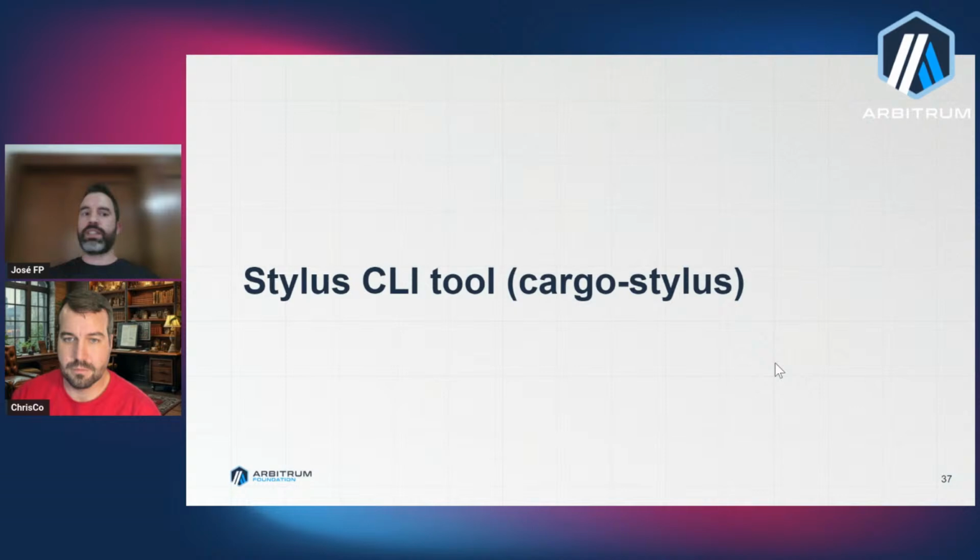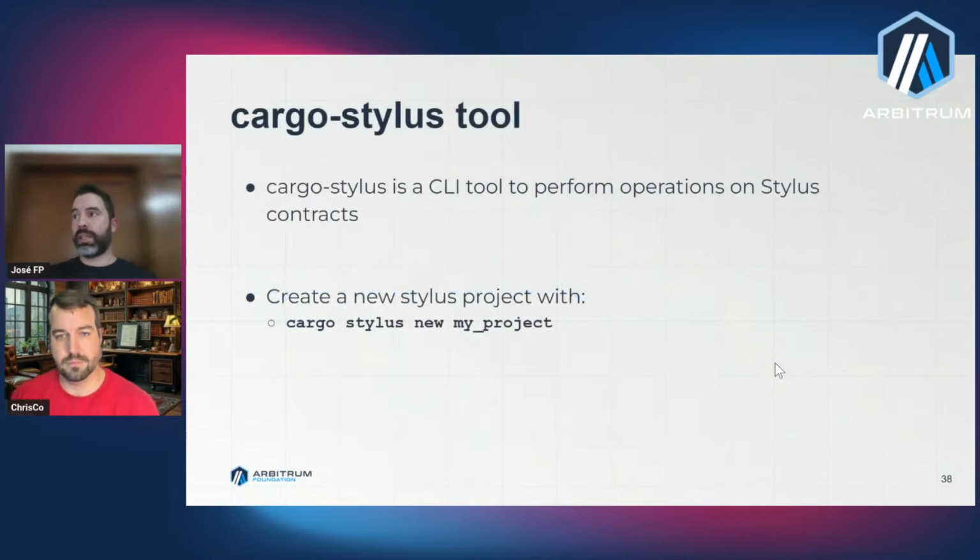All right, so let's finish this part with Cargo Stylus. Cargo Stylus is the CLI tool that we use for Stylus. Okay, it's the tool that we use to perform operations on Stylus contracts. We're just going to see the basic commands here, but basically, if you want to create a new Stylus project, you use cargo stylus new and the name of the project. This is very similar to how you do it with Cargo for Rust. You just do cargo new.